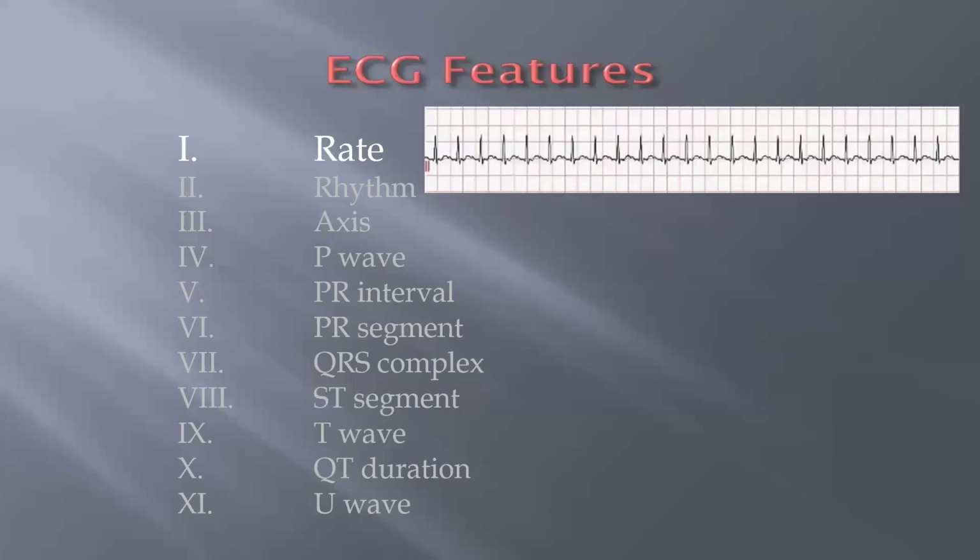The other way is, of course, using the small boxes method, which is 1500, that is 60 times 25. We said in 1 second, you move 25 millimeters. So if you did 60 by 25, you get 1500. So then you look at the RR interval, then you divide 1500 by it, and you'll get your rate.